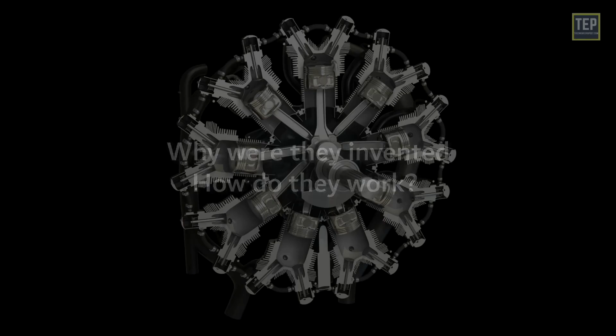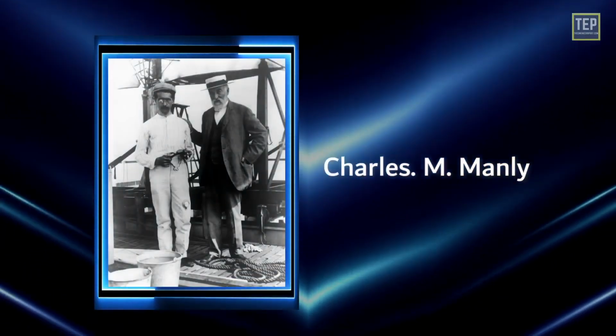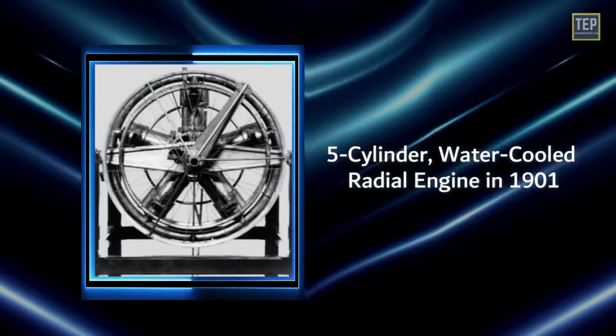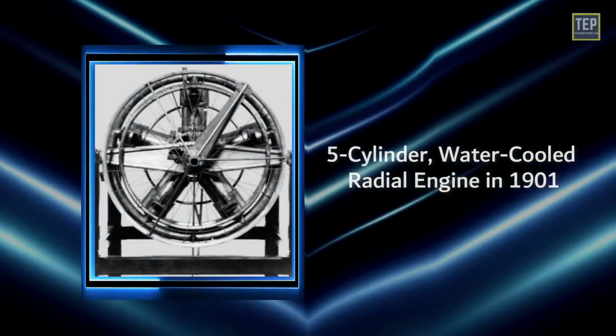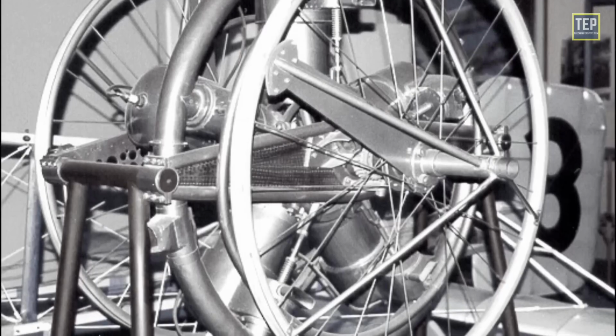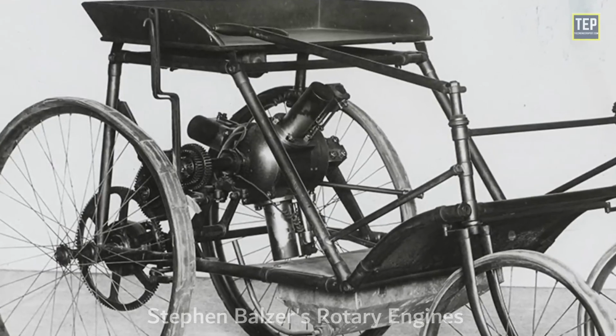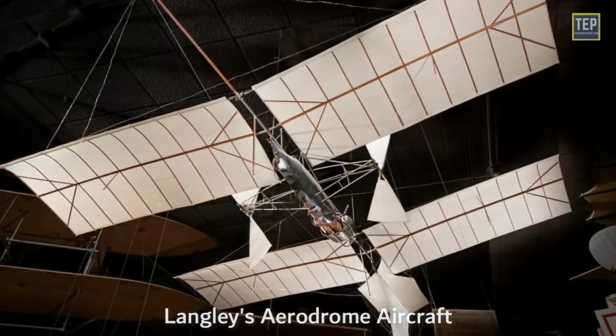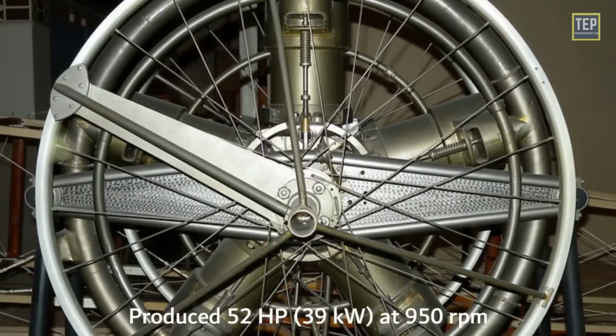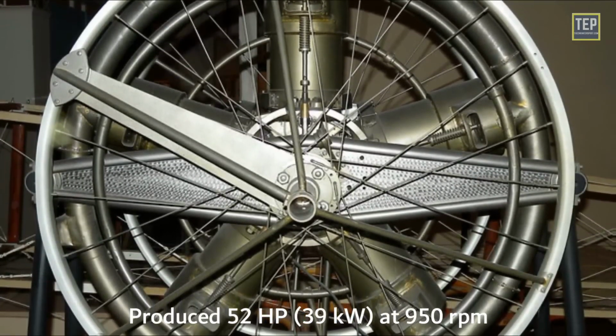Charles M. Manly constructed the first 5-cylinder water-cooled radial engine in 1901. It was a conversion of one of Stephen Balzer's rotary engines for Langley's Aerodrome aircraft. Manly's engine produced 52 horsepower at 950 RPM.